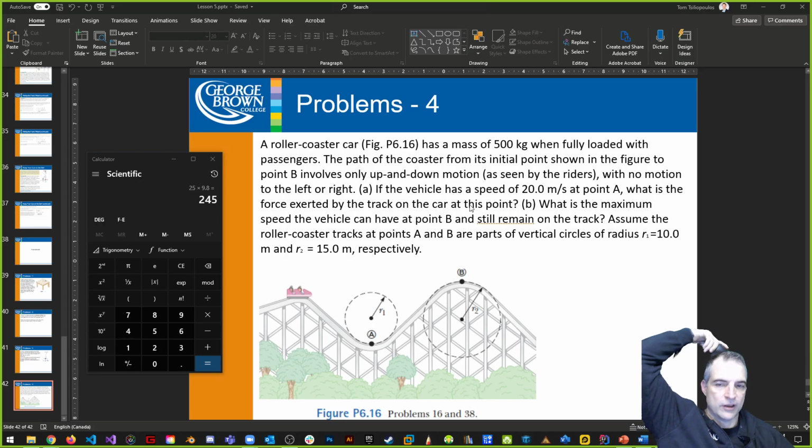Part A is if the vehicle has a speed of 20 meters per second at point A, what is the force exerted by the track on the car at this point? And B, what is the maximum speed that the vehicle can have at point B when it climbs up to here and still remain on the track? So there are two different parts, a multi-part question. You might get one of these. I think I built one or two of these for the midterm test.